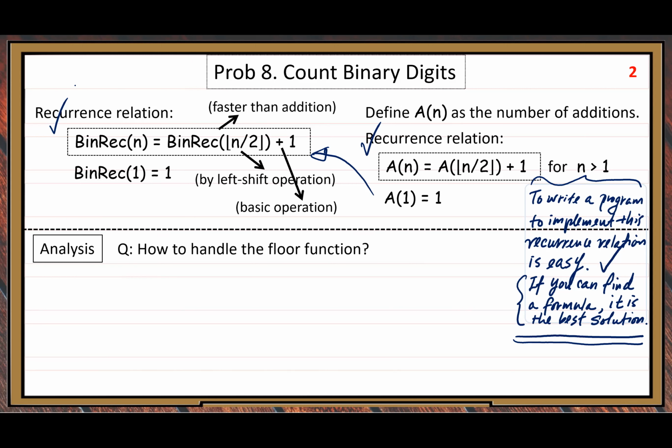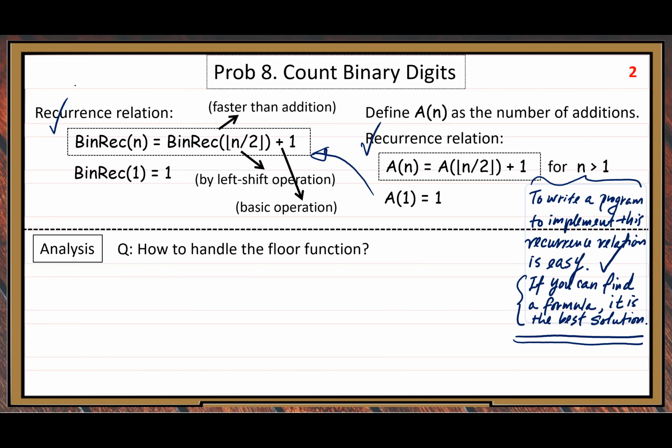How to handle the floor function? In order to solve this recurrence relation, we do not feel quite comfortable with the floor function part, because it's hard to predict, right? The floor function, sometimes you drop the fractional part, sometimes you do not. So it looks like there is some uncertainty there. If there is some uncertainty, then we need to pay more effort to handle the uncertainty.